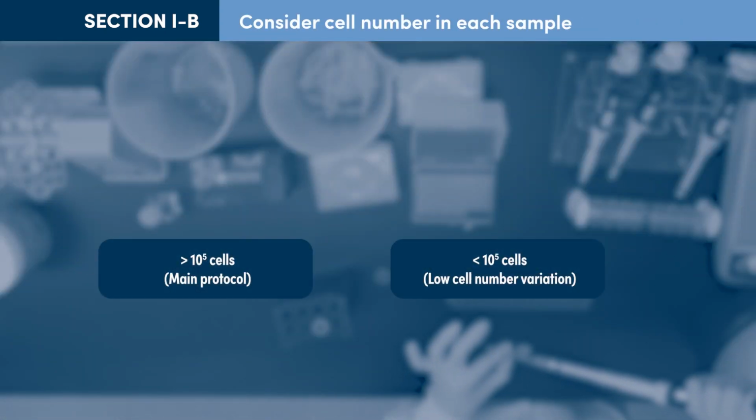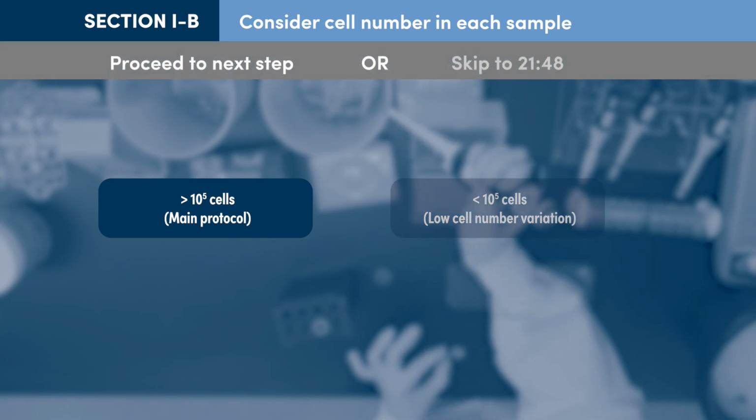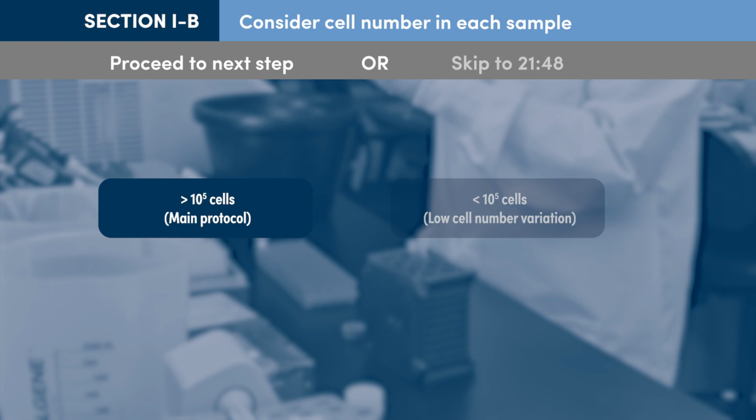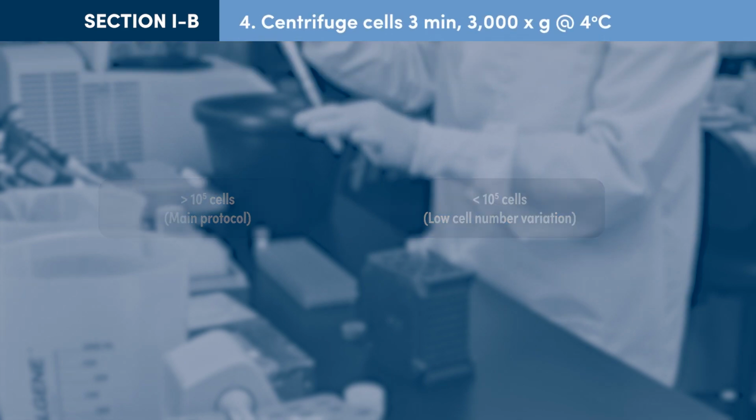Before proceeding, consider the number of cells in your sample. We will first demonstrate protocol steps 4 through 8 following the main protocol for 100,000 cells or more, and then discuss necessary protocol variations for low cell numbers.